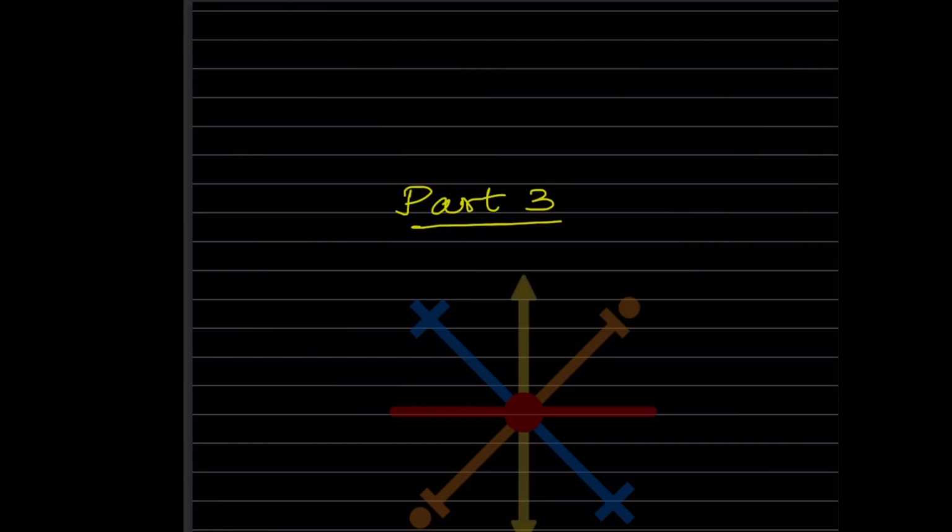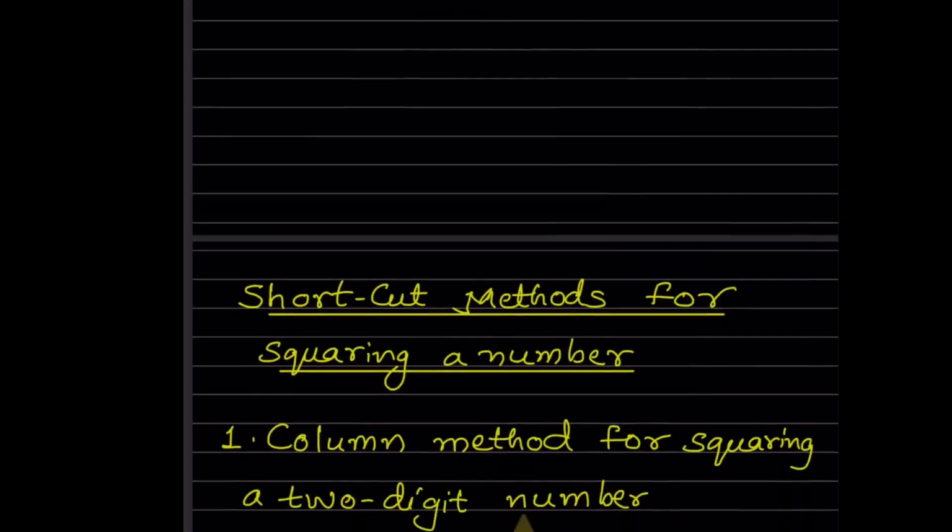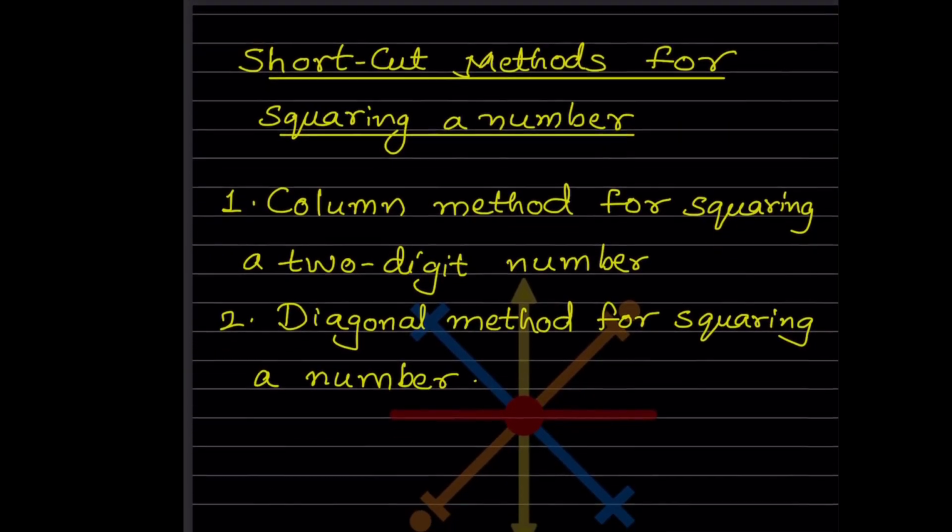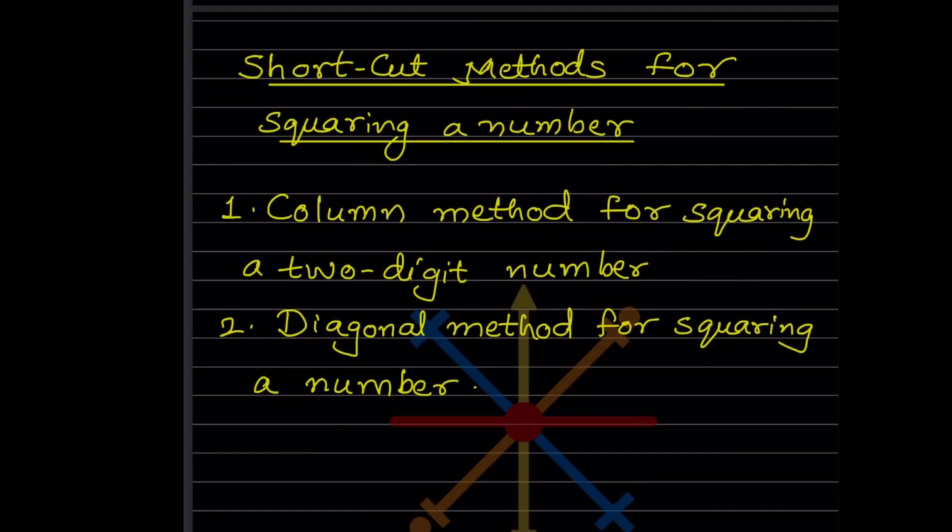So today let us see part 3 of the same topic, chapter 3, squares and square roots. We have already done 2 exercises before. So today we are going to see the third exercise. Before that, let's see what we are going to learn in that exercise: the shortcut methods for squaring a number. We will do that with the help of the column method for squaring a 2-digit number and the diagonal method for squaring a number.